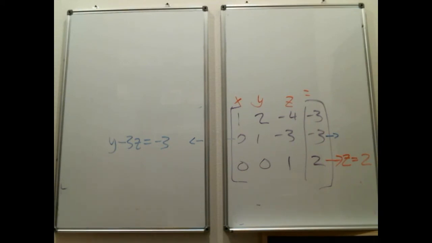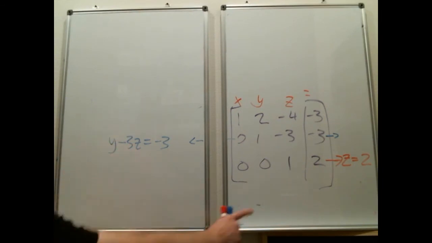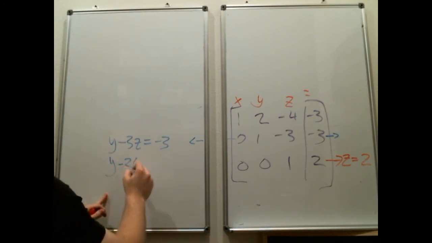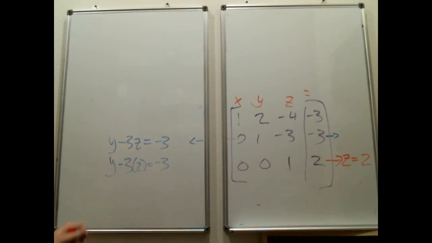Alright, so ask yourself, how can we simplify this drastically? Do we know what y is, or do we know what z is? Yeah, we know what z is because we just wrote it over here. Z is 2. So I can replace this z with 2. Y minus 3 times 2 is equal to negative 3. And just simplify. Y minus 6 is equal to negative 3. Add the 6 over, so y is equal to 3. Alright, and we are almost done. One more to go.